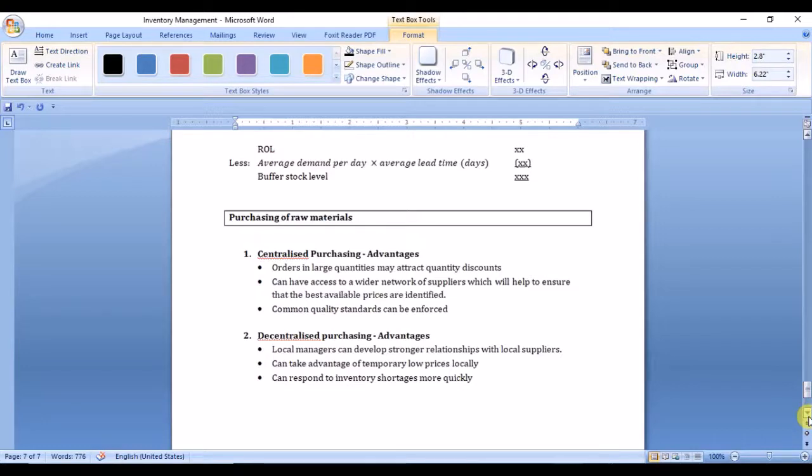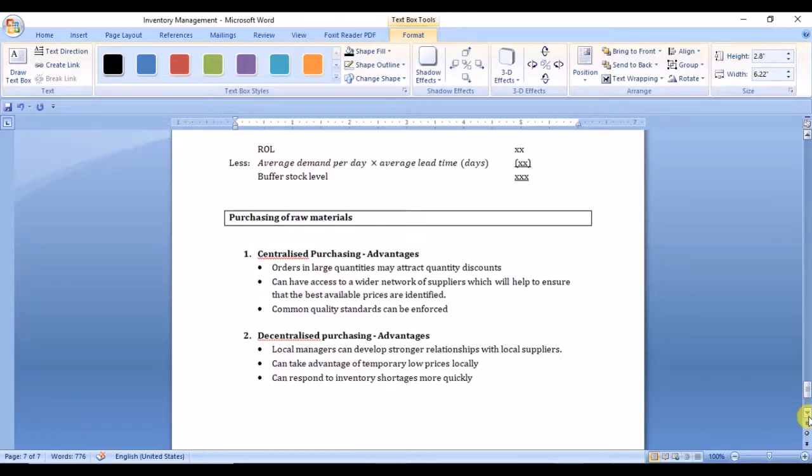So I have discussed the advantages of each of them. Centralized purchasing, what is the advantage? Advantage number one, order in large quantities. When you have 10 construction sites, for all 10 together, when you buy cement, you may be able to bargain a better price. Second point, can have access to a wider network of suppliers, which will help.